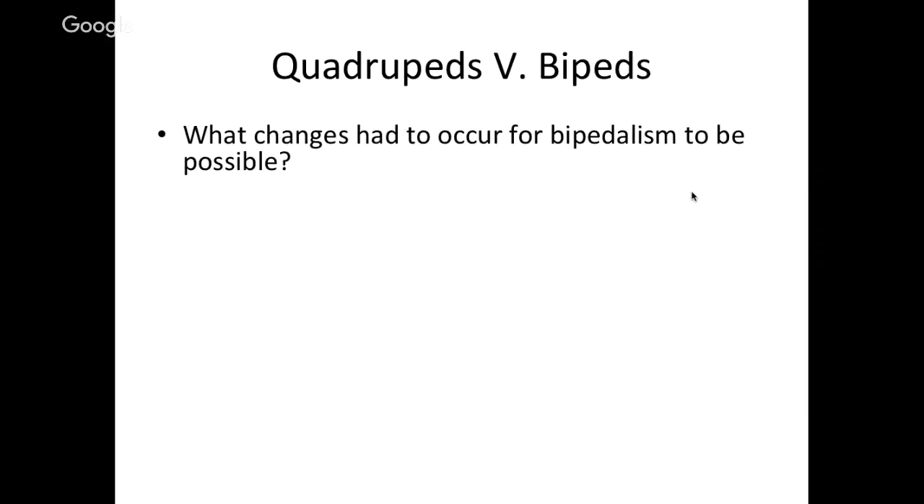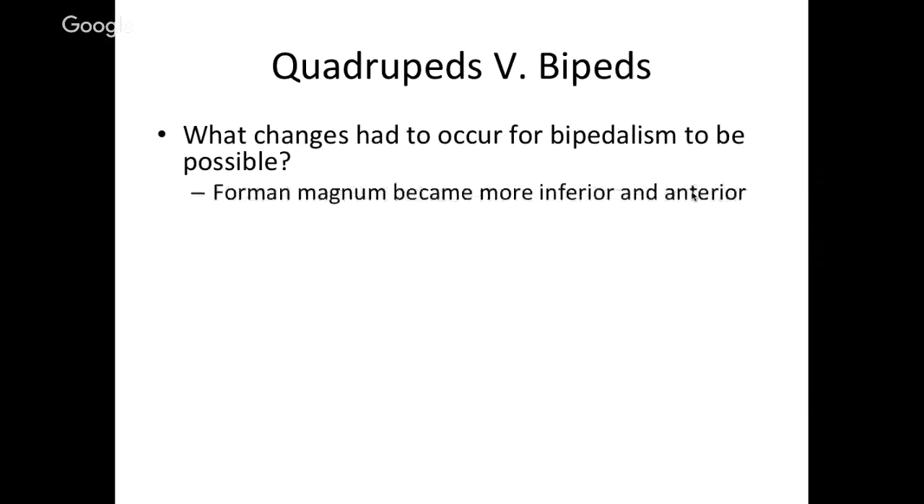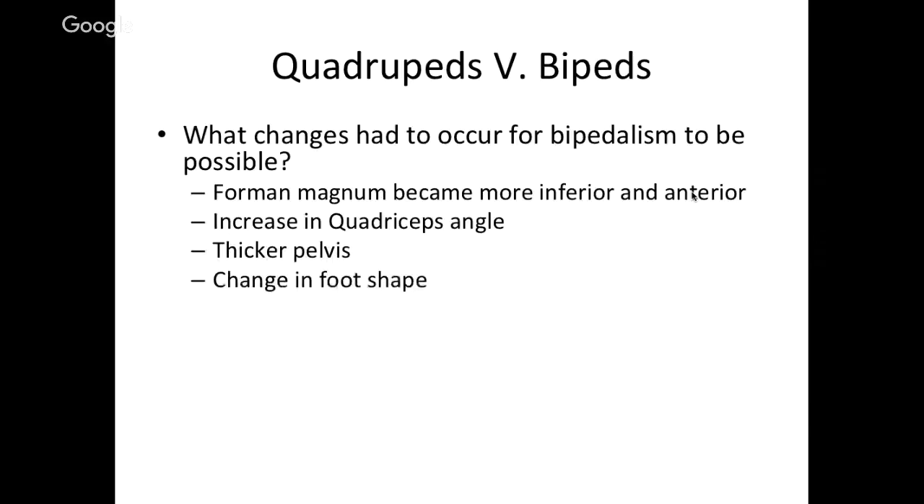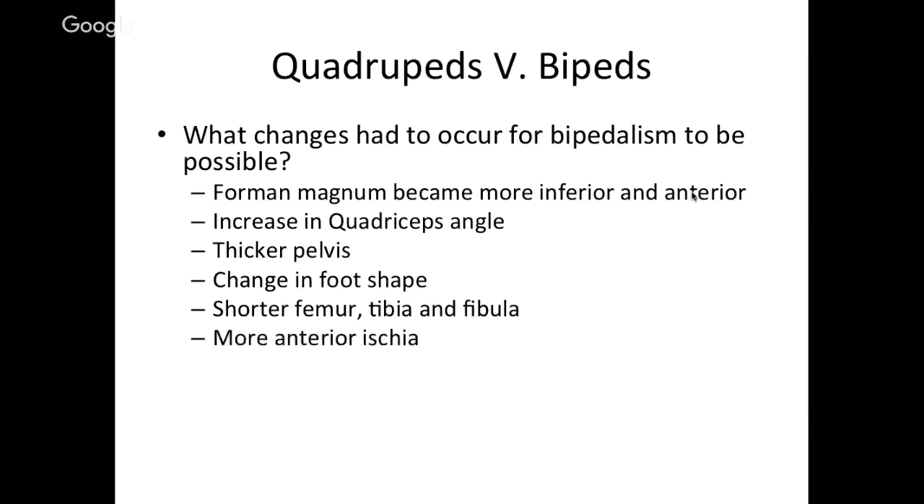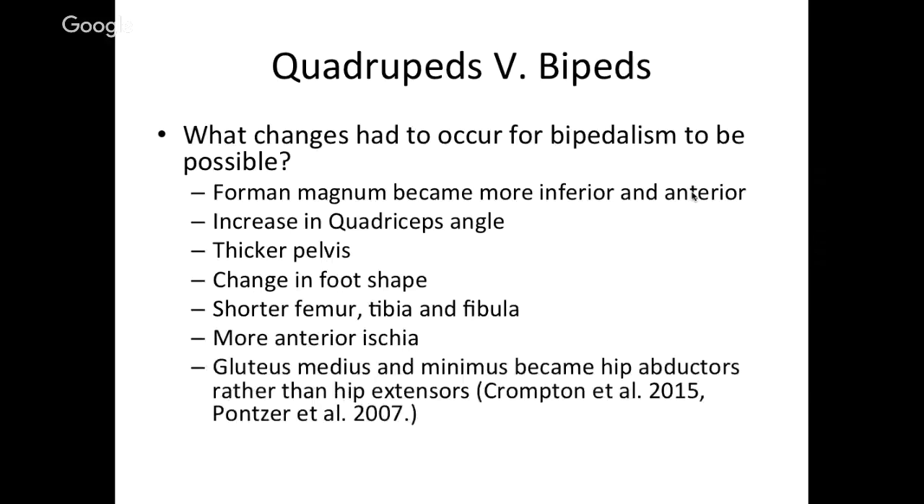So what changes had to occur for bipedalism to be possible? The foramen magnum became more inferior and anterior. There was an increase in the quadriceps angle. There was a thicker pelvis and a change in the foot shape, a shorter femur, tibia, and fibula, a more anterior ischia, which is a part of your hip bones, and the gluteus medius and minimus became hip abductors rather than hip extensors.